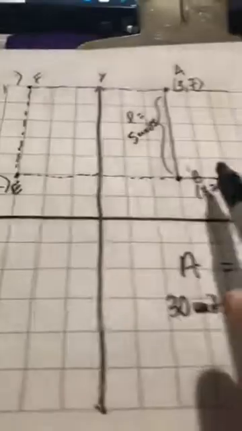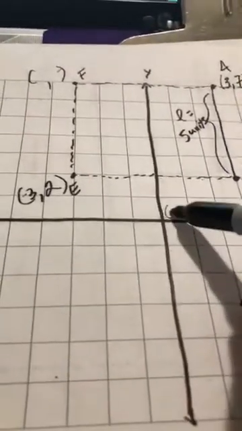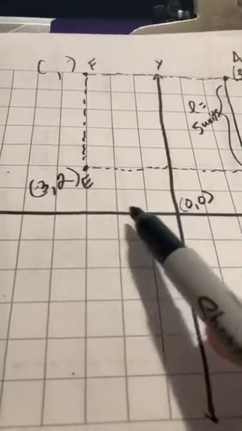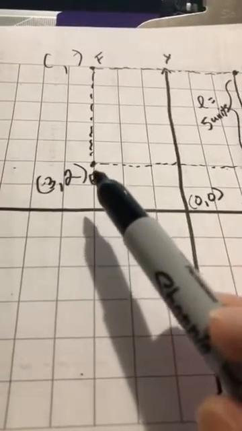We're not counting it from B. You always count your points from the origin. Remember? 0, 0. Start at 0. We're going to go left 3 to get in line with this E that we made, and then we're going to go up 2.